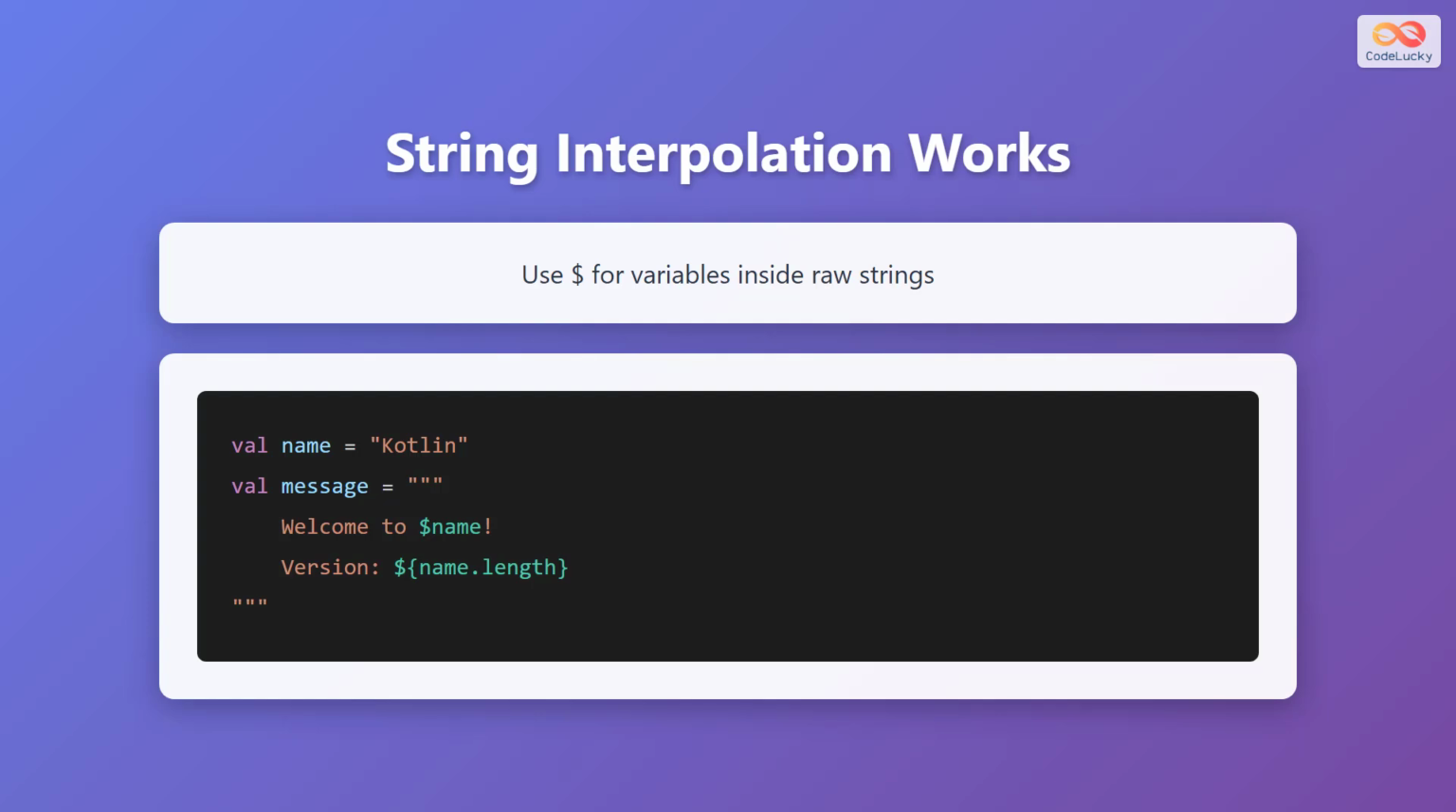The great news is that string interpolation still works inside raw strings. You can use the $ sign to insert variable values. For simple variables, just use $ followed by the variable name. For expressions, use $ with curly braces. This lets you combine the power of raw strings with dynamic content.